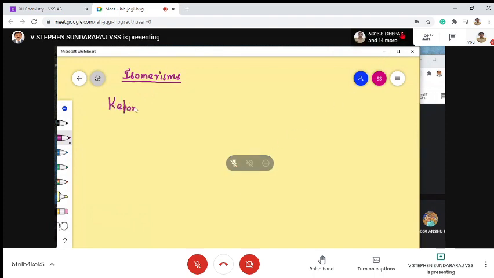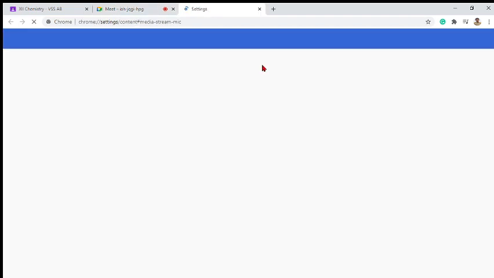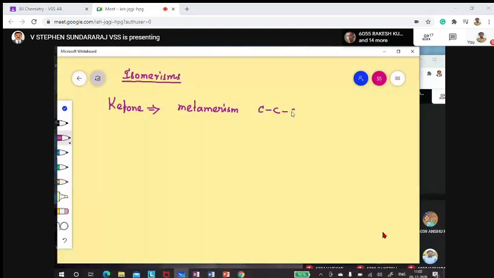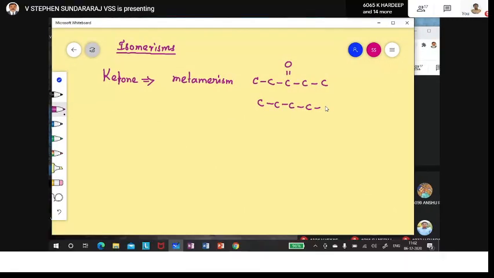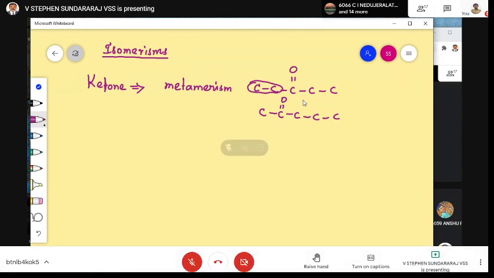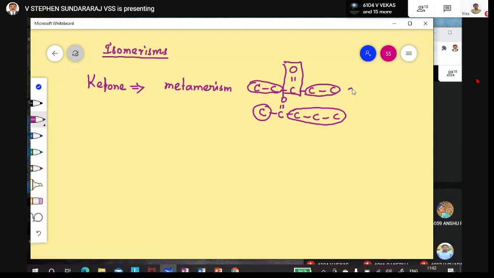First one is ketone. In ketone, apart from chain isomerism, it will show metamerism. All of you know metamerism, where I just vary the carbon chain alone. See, this is one ketone, and another one has the same carbon chain. Here there are two carbons on this side and two carbons on the other side of the ketone position, and here only one and here three. So 2 plus 2 on both sides, here 1 plus 3. The molecular formula will be the same, so metamerism will be shown.